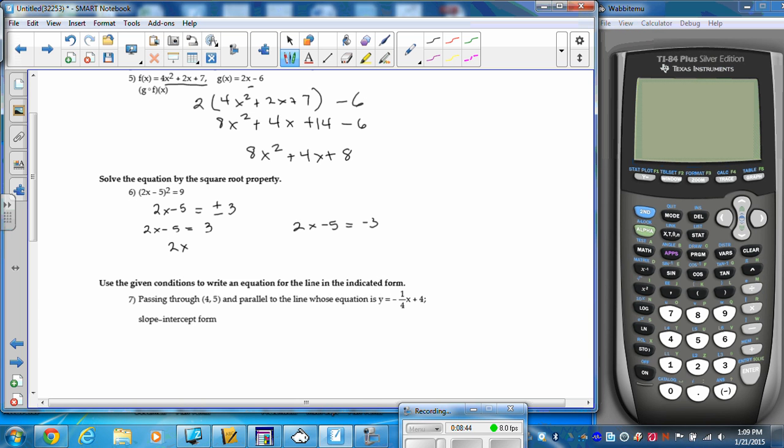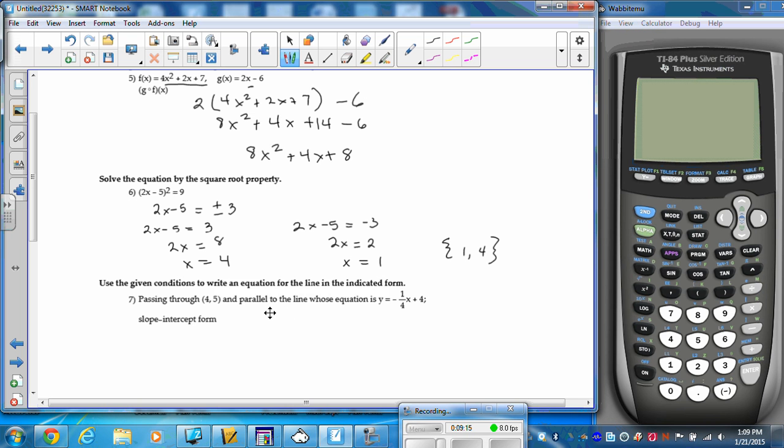So 2x is going to be 8, and x is going to be 4, and 2x is going to be negative 2, so this is going to be adding 5, so it's going to be a positive 2. So x is going to be equal to 1. So for question number 6, we have the answers 1 and 4. Number 7.